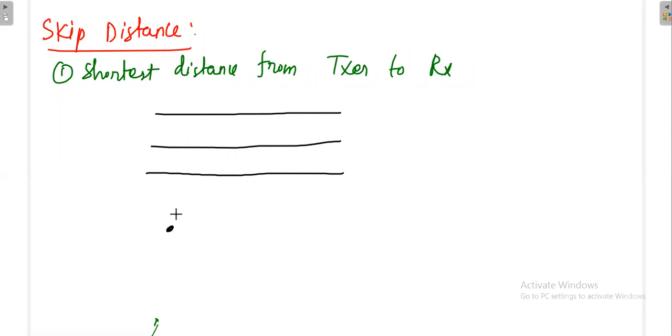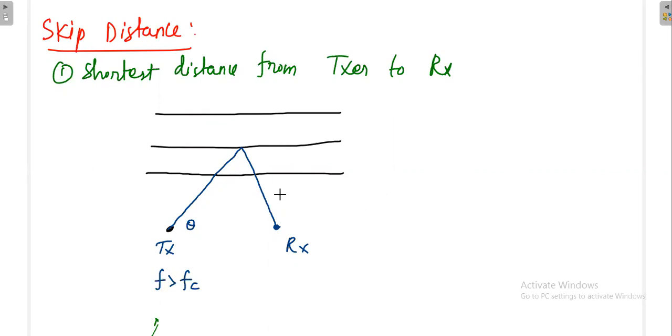If the signal is going in this way, then it is getting reflected here. This is the transmitter and this is the receiver. Then definitely it is with some angle theta. Once you know this, then you know that f can be greater than fc, because you know the critical frequency of this layer.